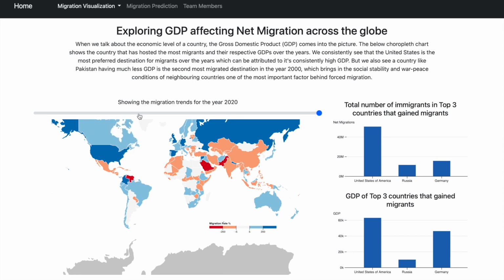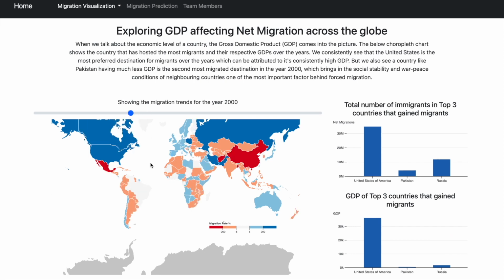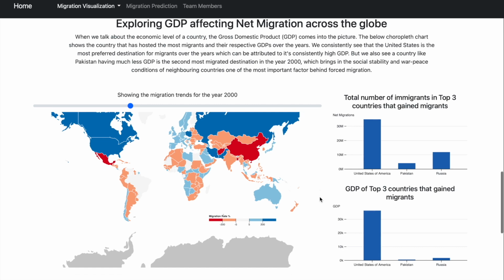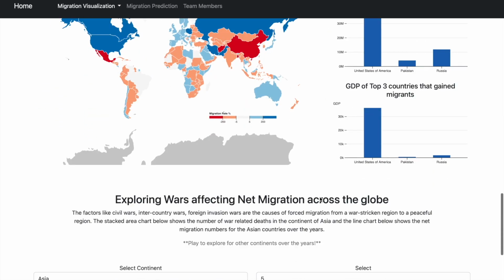What happens when we go to the year 2000? We see that here Afghanistan is surrounded by 2 blue blocks, and Pakistan has ranked amongst the top 3 countries that have gained migrants. What could be the reason behind it? One of them could be the civil unrest in Afghanistan that year.